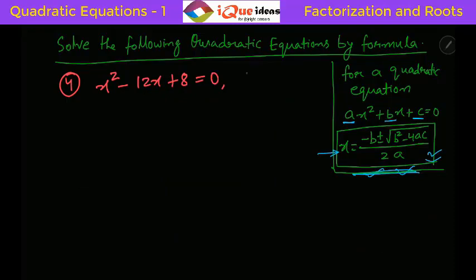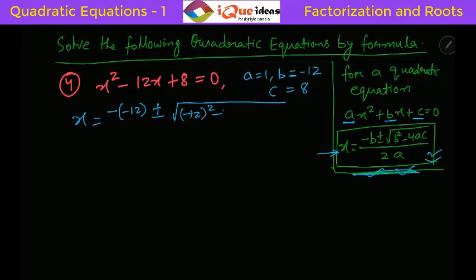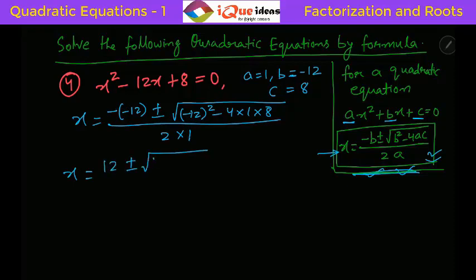Now the fourth question, clearly a is equal to 1, b is equal to minus 12 and c is equal to 8. Alright, so straight away apply the formula. X is equal to minus b, so minus of minus 12, plus minus square root of b square, minus 12 square minus 4 into ac, 1 into 8, divide by 2 into a, that is 1. So we have x is equal to minus of minus 12 is plus 12 plus minus root of 12 square is 144 minus 4 8 is 32 divided by 2. So this gives us 12 plus minus 144 minus 32 will be 112. So it is root of 112 divided by 2.